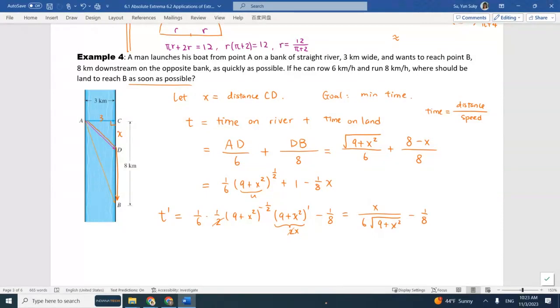Okay. Yeah, this function is harder. Yes, this example is harder than the example we did before. So we want to find the critical point. Okay, set this equal to 0. Right, everybody?